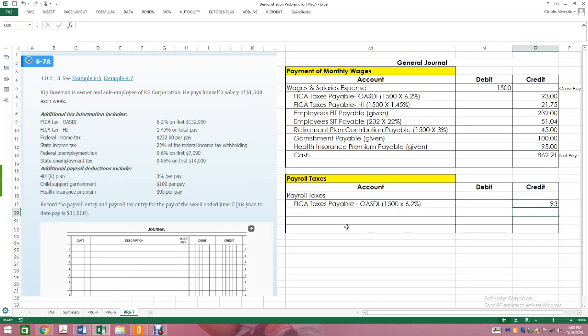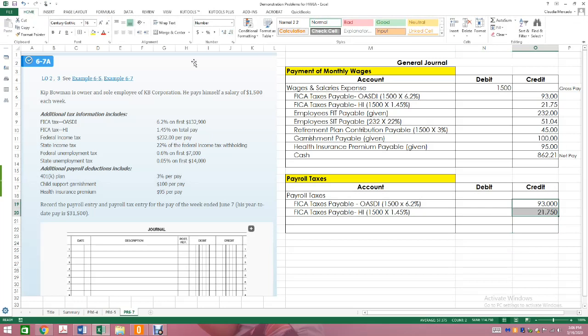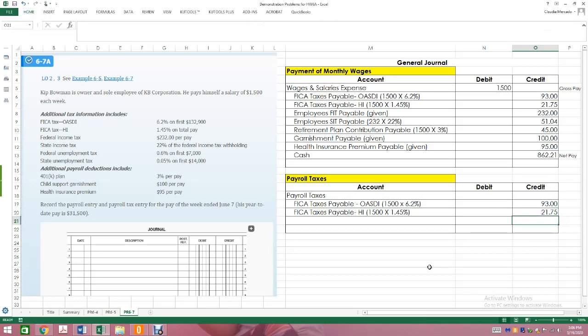And then the employer also has to pay FICA taxes payable, HI, that's going to be 1,500 times 1.45%. We calculated that up there, and that came out to $21.75. So the amount that the employer is responsible to pay in payroll taxes is the sum of those 2.